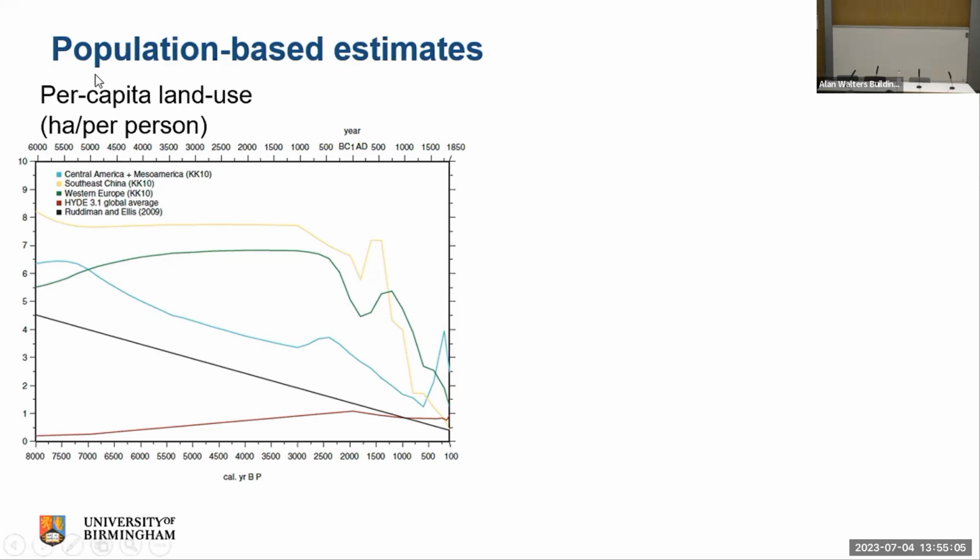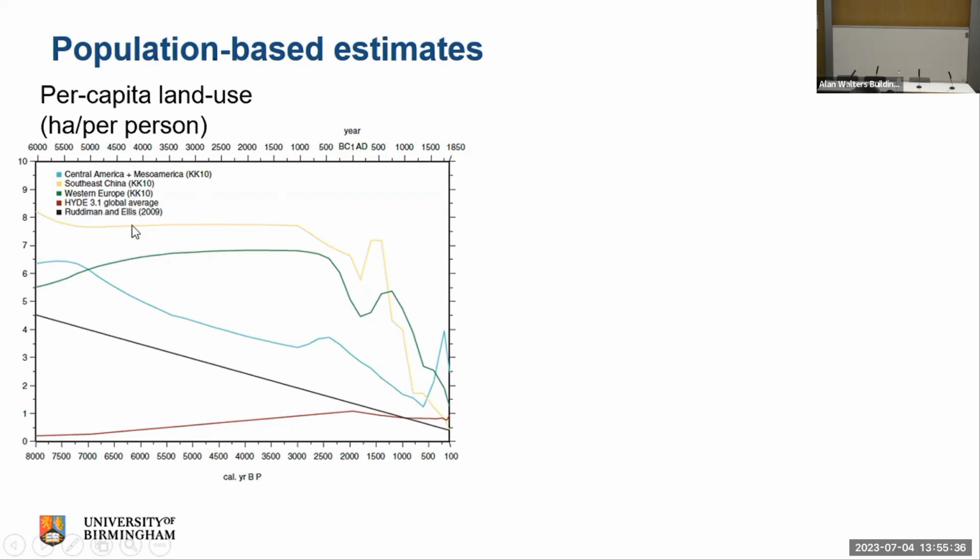One of the established ways of estimating land use through time is to relate it to population somehow. If we know how many people there were in different regions through time, and we know how much land those people were going to use, or how much they did use, then we can try to calculate their spatial footprint through time. That's what this graph is the start of. This is land use per capita from 8,000 years ago to pre-industrial.